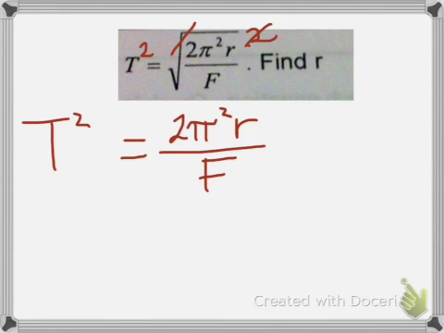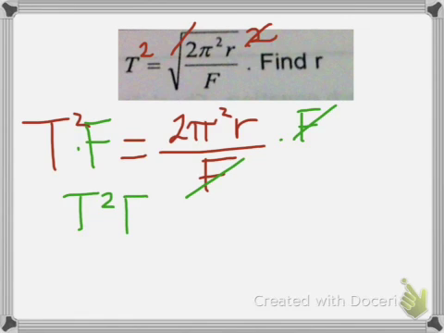The next thing I'm going to do is get rid of that fraction. I don't really like that fraction very much, so I'm going to get rid of it by multiplying both sides by f, whatever's in the denominator. And I will be left with t squared f equals the 2 pi squared r.